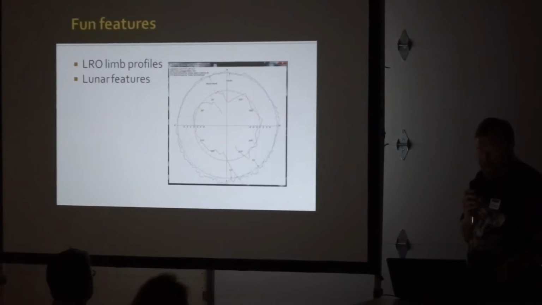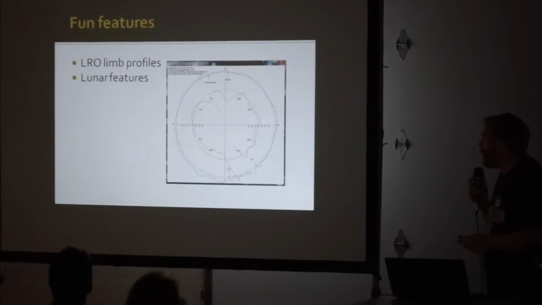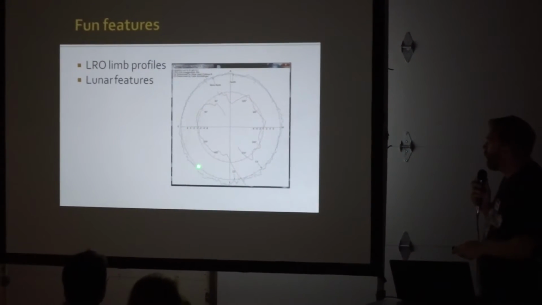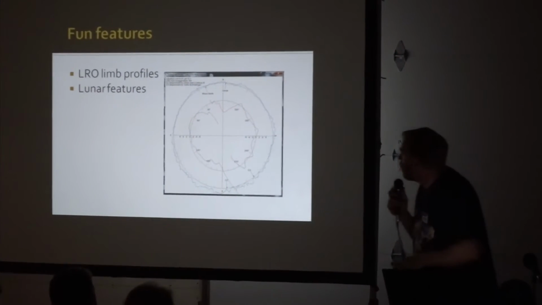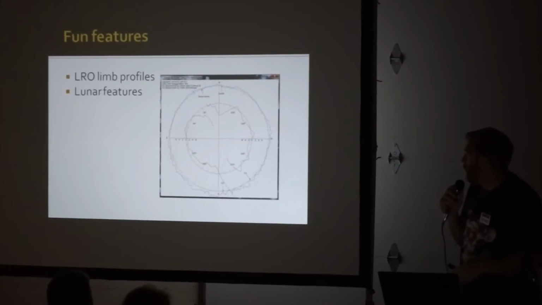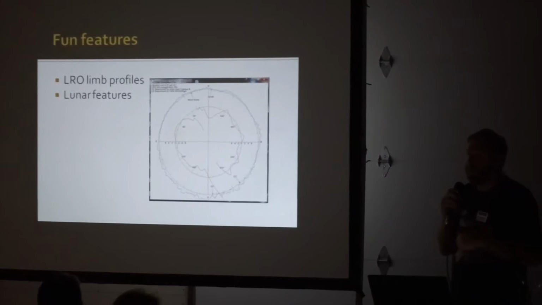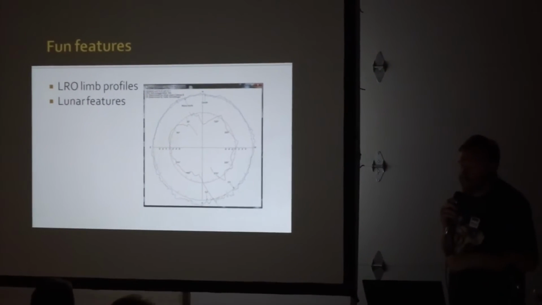Another fun feature we added just for the heck of it, we know what the names are of all of these features on the moon. So I know for me here, Cabeus B is the crater who's going to cause the start of the eclipse, and the end of the eclipse comes from Valles Schrodinger.